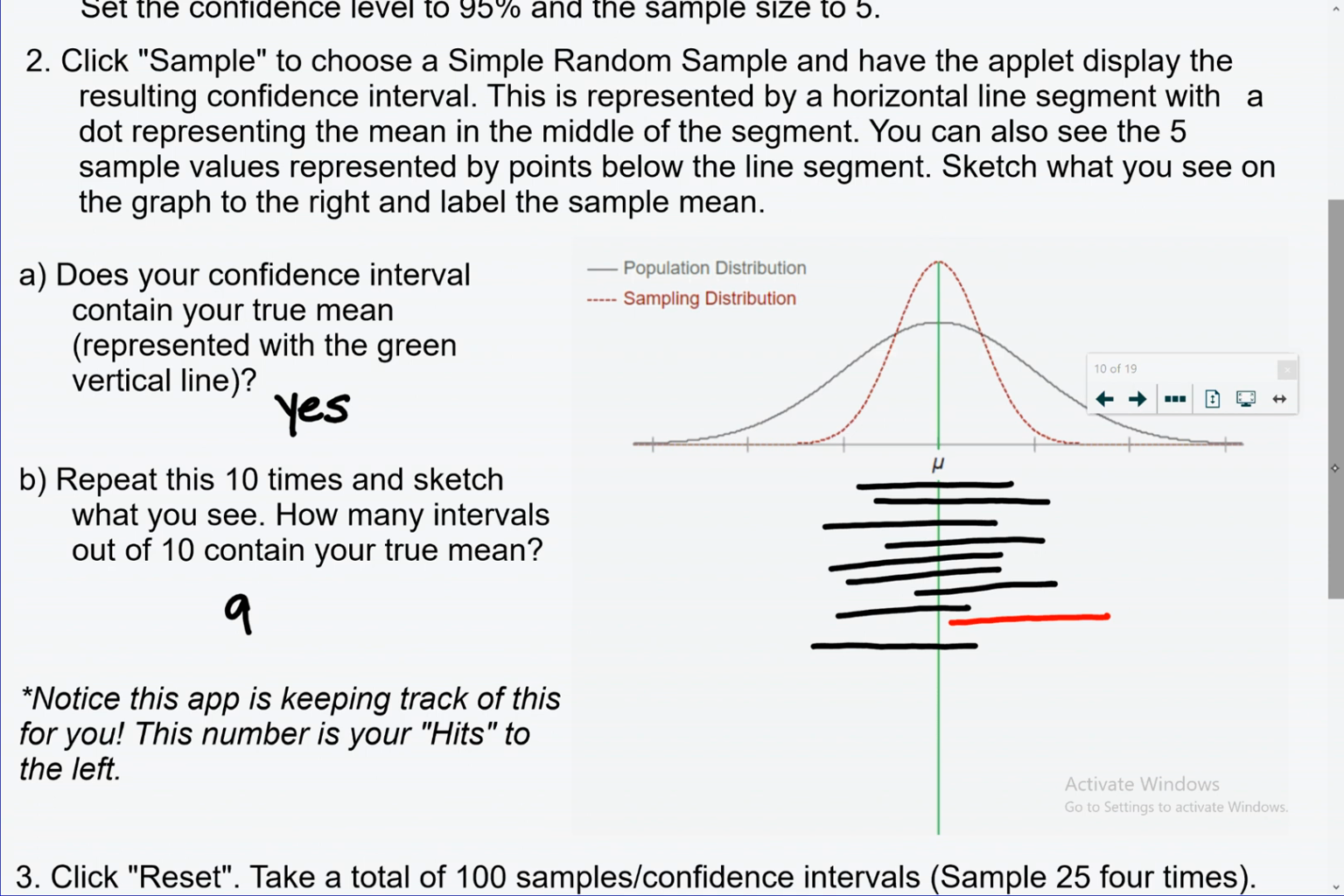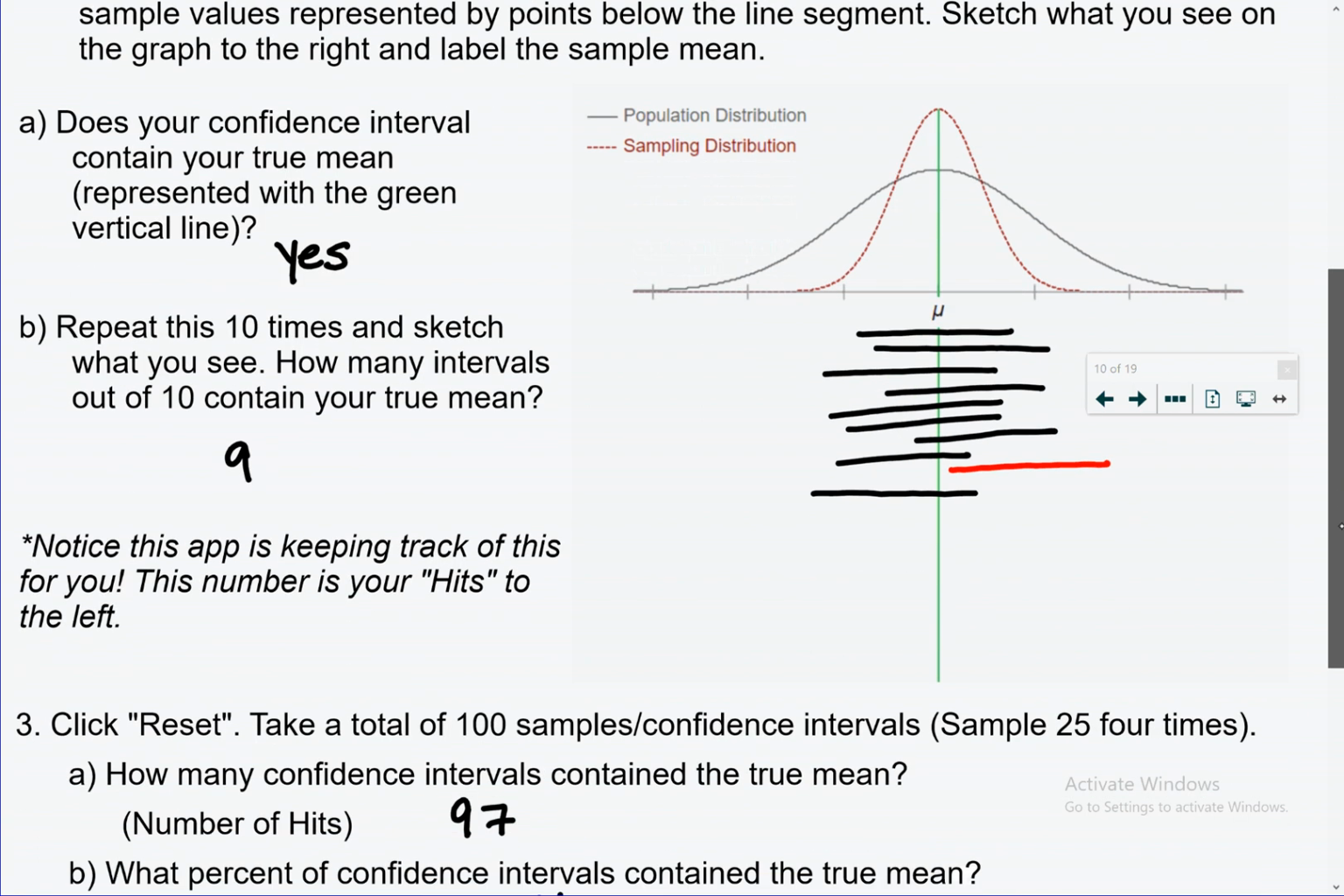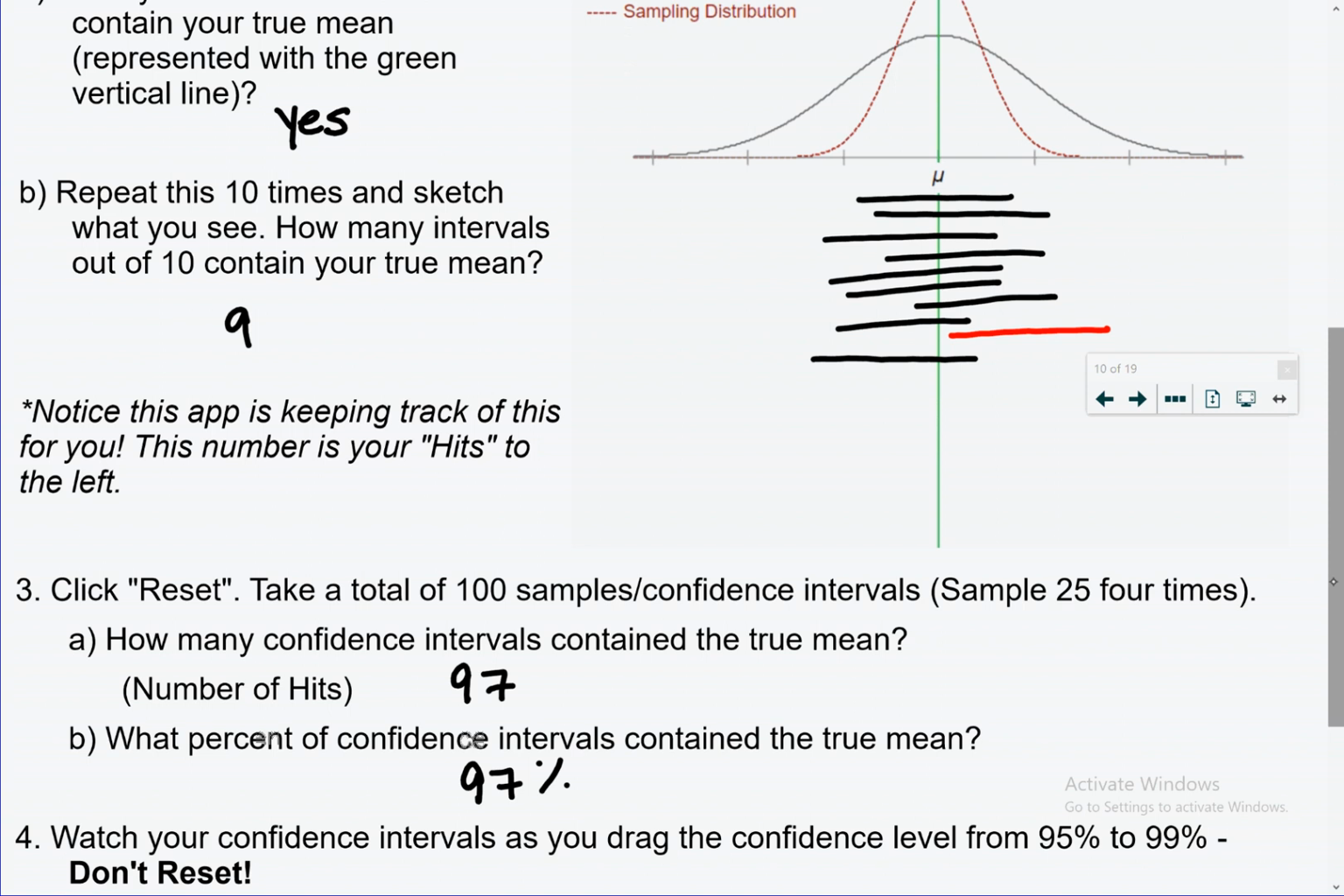So these are my answers when I did it. Yours might not be exactly like this. You should have a yes here for sure. Part B, it might be a 9, it might be a 10, it might be an 8, but it's going to be somewhere around there based on the number of hits that you had. Again, these are the numbers that I had when I did it. When I hit reset and did it 100 times, I had 97 hits, which was 97%, but yours, again, might not be that exact number.